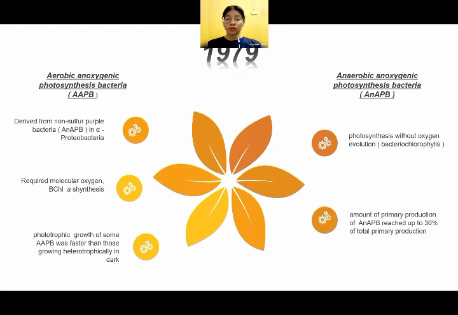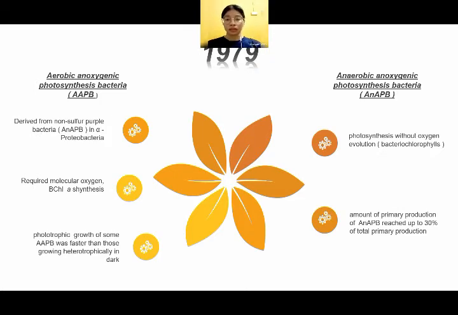Alright, before we go to the next slide, what is the difference between oxygenic photosynthesis and anoxygenic photosynthesis? Oxygenic photosynthesis happens when H2O serves as the electron donor to replace the reaction center and forms oxygen as a byproduct, while anoxygenic photosynthesis occurs when other reduced compounds serve as the electron donor and oxygen is not generated.